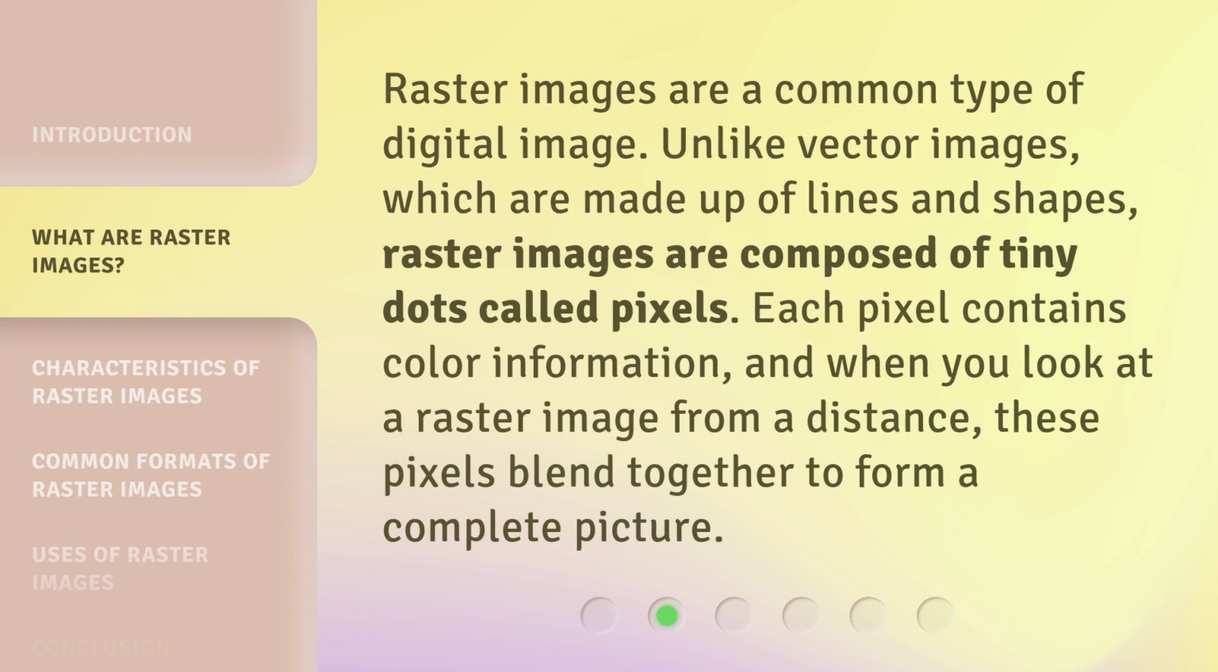Raster images are a common type of digital image. Unlike vector images, which are made up of lines and shapes, raster images are composed of tiny dots called pixels. Each pixel contains color information, and when you look at a raster image from a distance, these pixels blend together to form a complete picture.